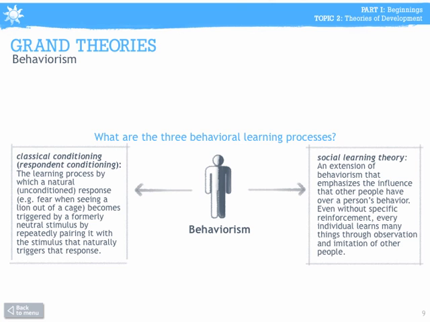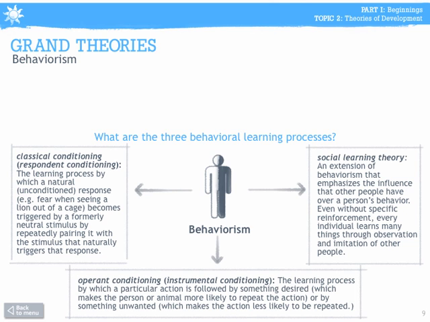Social learning theory is an extension of behaviorism that emphasizes the influence that other people have over a person's behavior. Even without specific reinforcement, every individual learns many things through observation and imitation of other people. And operant conditioning is the learning process by which a particular action is followed by something desired, which makes a person or animal more likely to repeat the action.